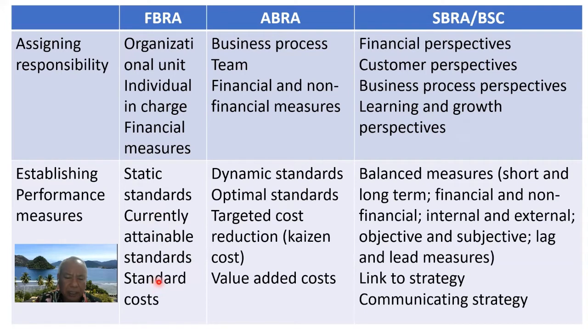So in the traditional approach, if we achieve the target cost, the performance will be good. But in this case, it is not the target cost but targeted cost reduction. We call this Kaizen cost. If we can achieve the targeted cost reduction, the performance will be good. So it is more challenging compared to the functional based approach. The manager is not only responsible for achieving the target cost, but targeted cost reduction. And then we focus on value added cost: how could we eliminate the non-value added cost? If it is non-value added, we have to eliminate it.